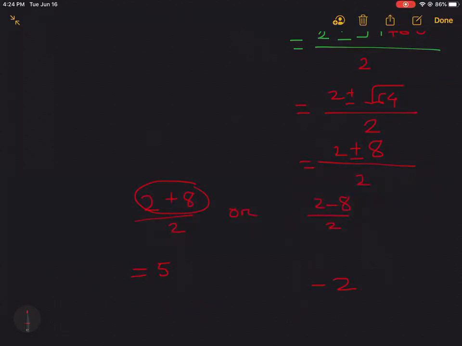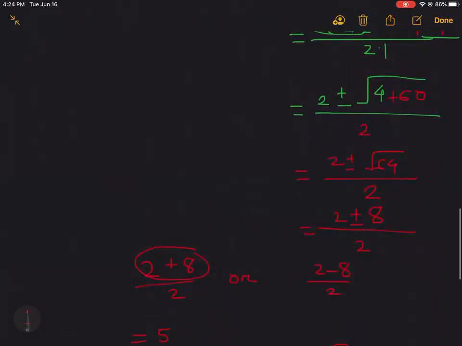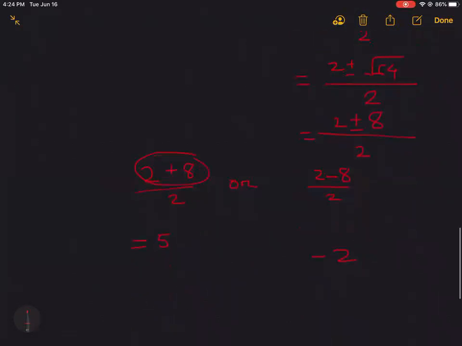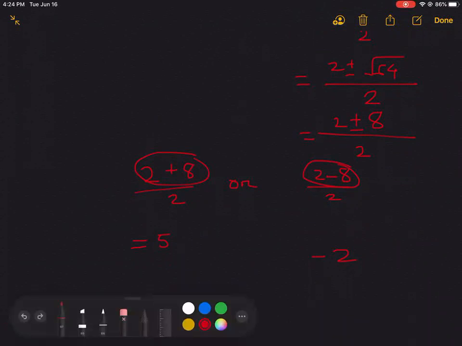Did I do it wrong? Negative 6 divided by 2, so negative 3. Oh, sorry, yeah, right. That's not negative 8. So 2 minus 8 is negative 6. Yeah, that's right. So that should be negative 3.